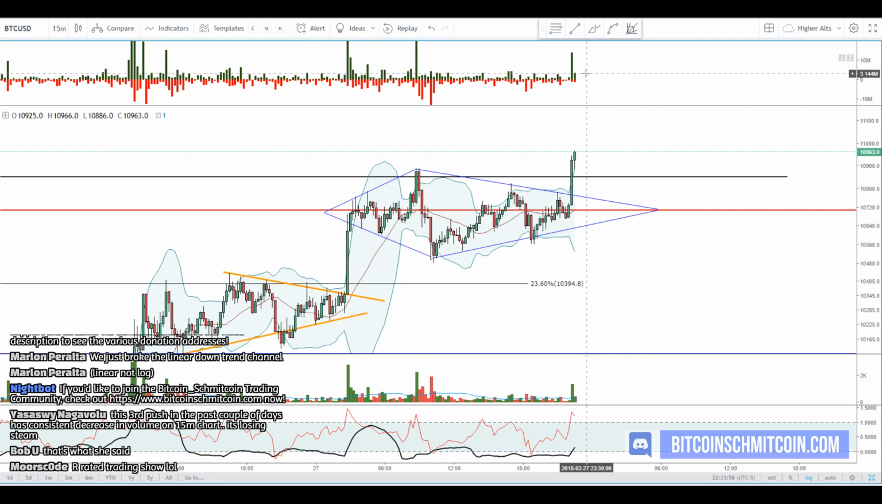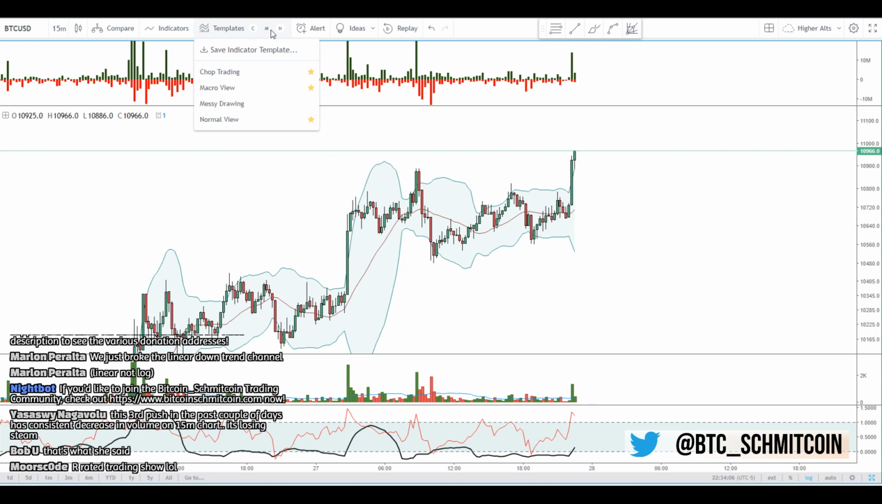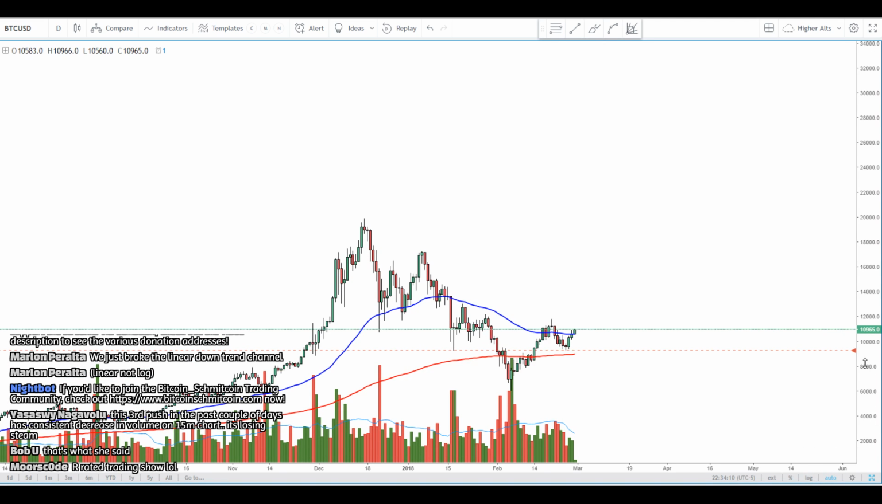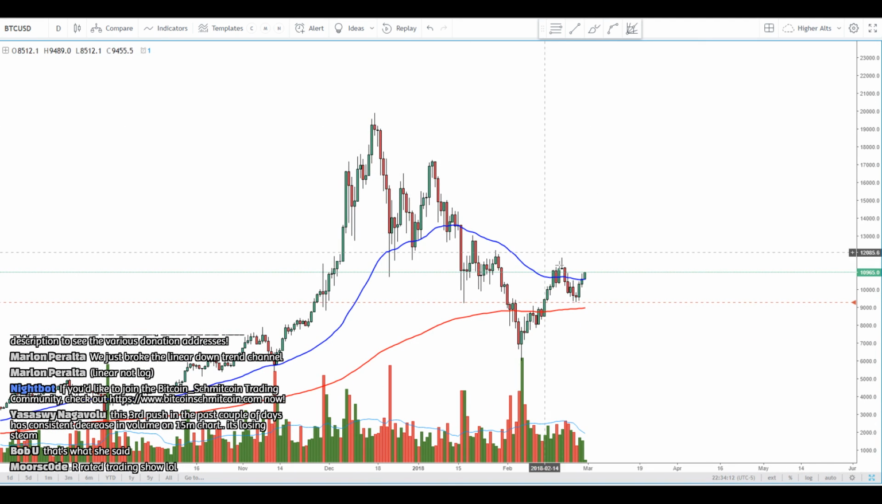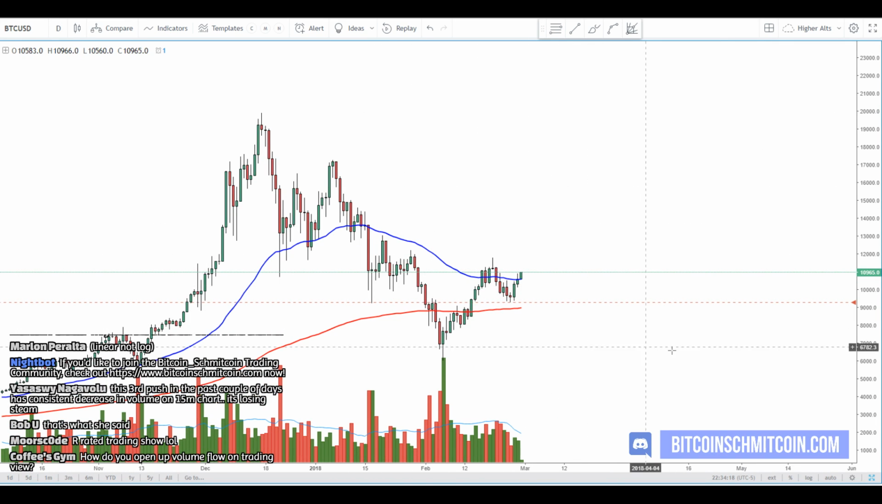This is also the linear. So if you look at the linear channel, let's go to the macro view, and we put this on linear, and we draw a straight line from here to here. We're breaking this trend line right now. So this is like a make or break point at the moment.